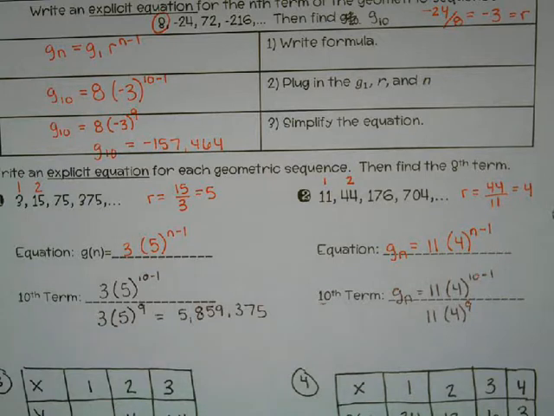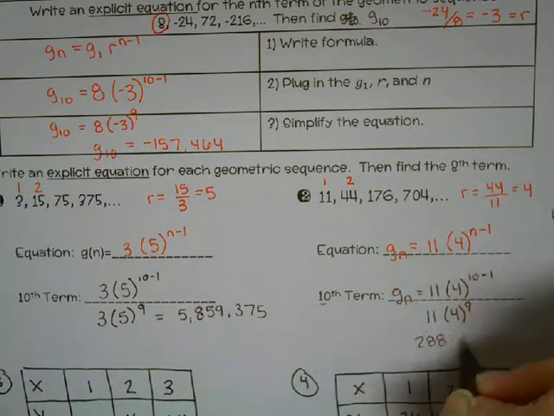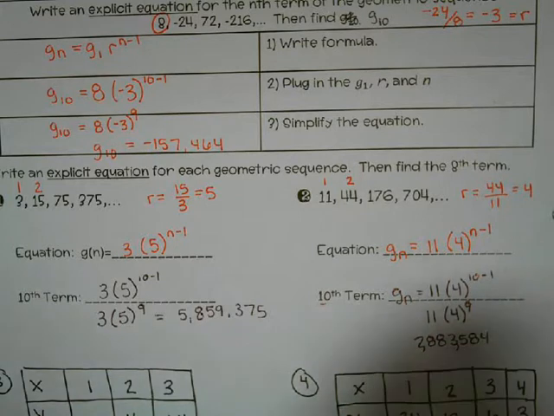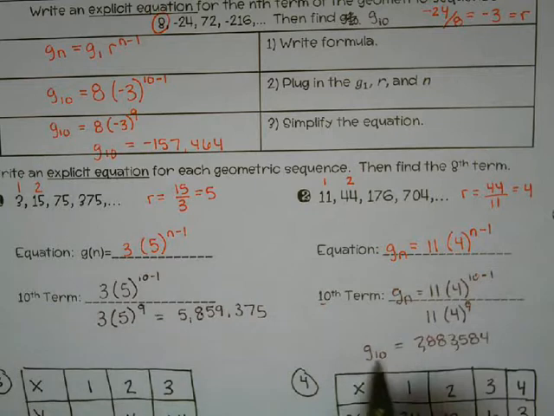11 times 4 to the 9th power. 2,883,584. That is the 10th term. So sometimes I write that with a G10 equals, because that was the 10th term in that sequence.